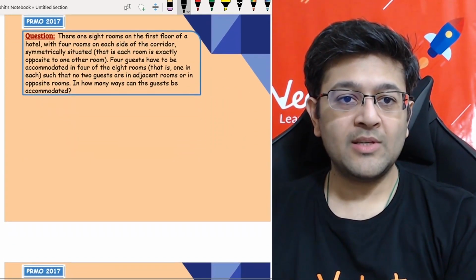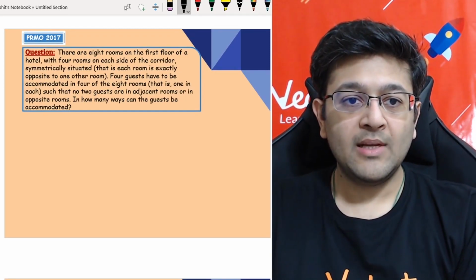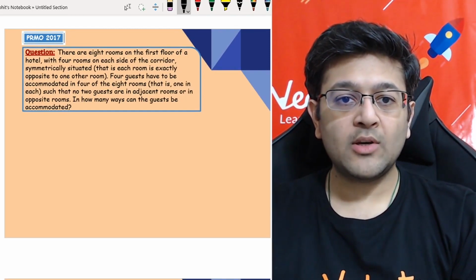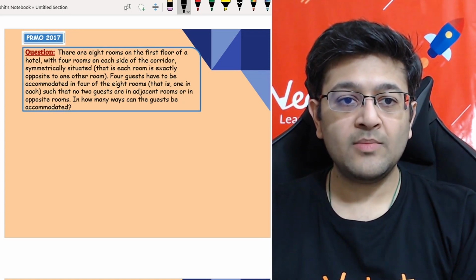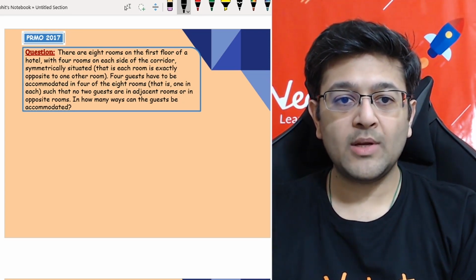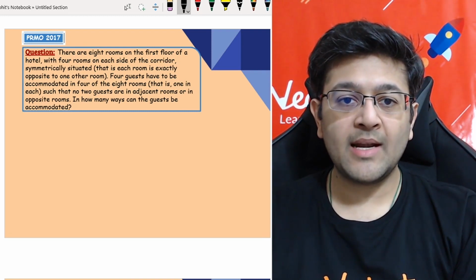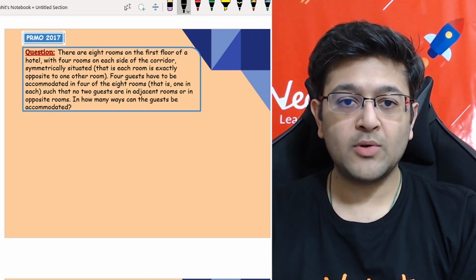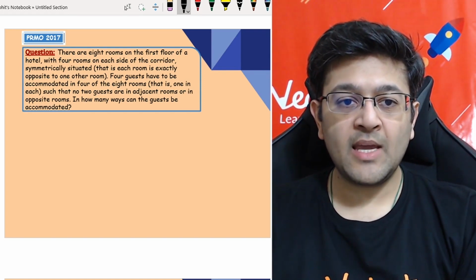This is the question. There are 8 rooms on the first floor of a hotel with 4 rooms on each side of the corridor, symmetrically situated. That is, each room is exactly opposite to one other room. 4 guests have to be accommodated in 4 of the 8 rooms, one in each, such that no 2 guests are in adjacent rooms or in opposite rooms. In how many ways can the guests be accommodated?